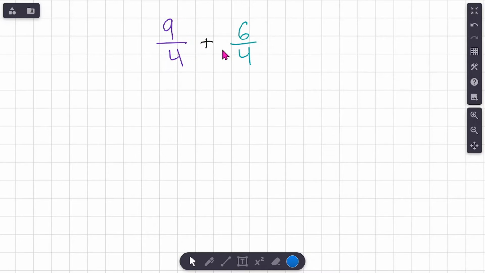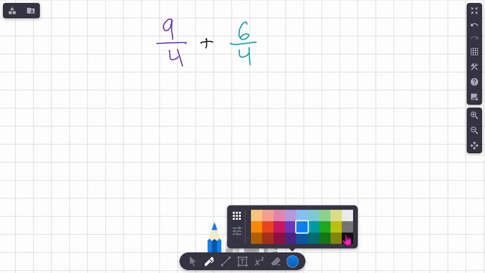We have 9/4 plus 6/4. First thing I notice is that both of these are improper fractions. Because both of them are improper fractions, that means that both fractions are larger than 1. This improper fraction means that it's more than 1. This is more than 1. So when we add two fractions that are more than 1, our answer has to be more than 1. Okay? Second thing I notice is the denominators for both are the same. Because they are the same, that means that we don't have any extra steps. We can just go straight into adding, and that's what I'm going to do.